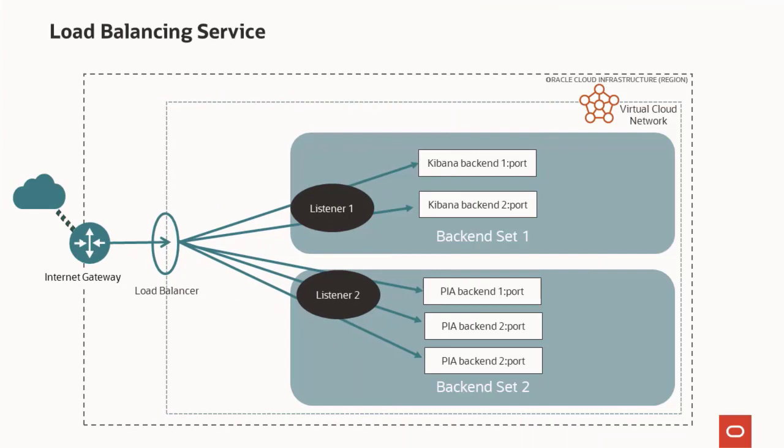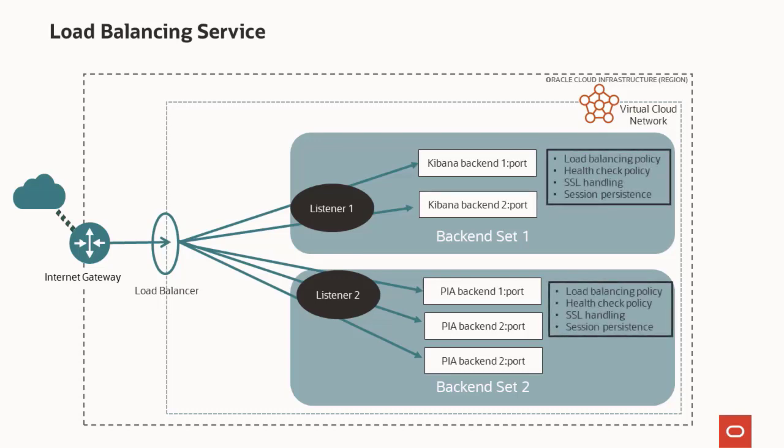You can now add middle-tier components, such as web server domains and Kibana domains from your Cloud Manager environments to OCI load balancers. The Oracle Cloud Infrastructure Load Balancing Service provides automated traffic distribution from one entry point to multiple servers reachable from your Virtual Cloud Network, VCN.